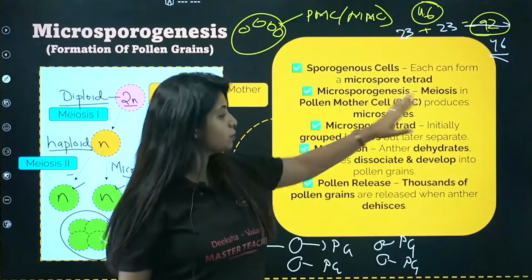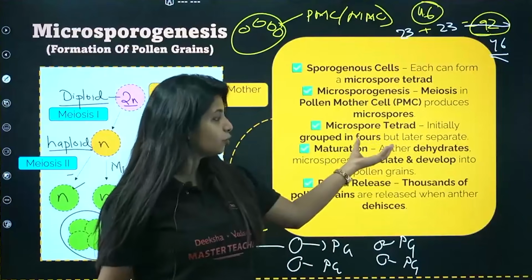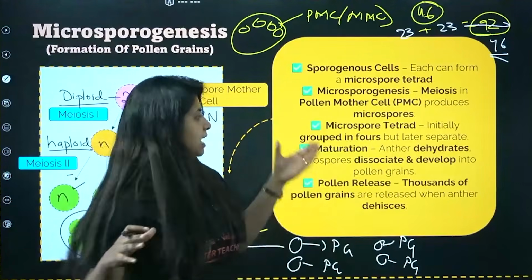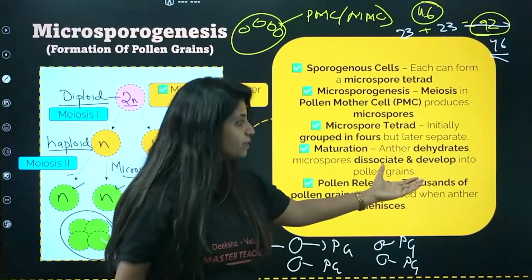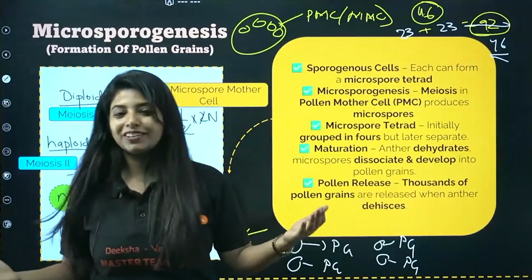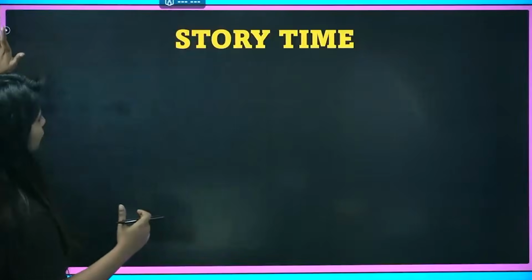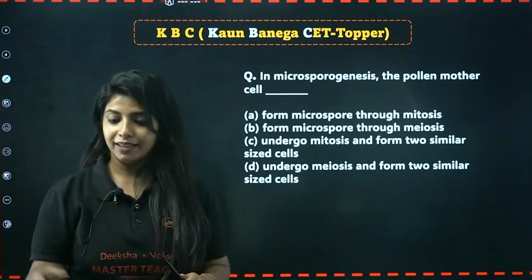Pollen mother cell produces microspores. Now the microspore tetrad is initially grouped in 4, but later on they separate. And when they separate, the anther dehydrates, and microspores dissociate and develop into pollen grains. And so many pollen grains are going to be formed right over here. Now, I have a question for you.